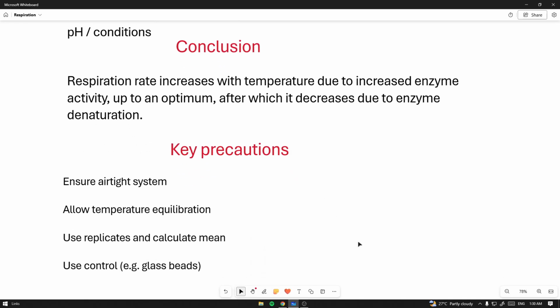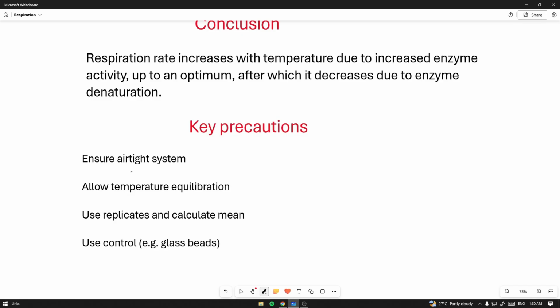Okay. Key precautions: ensure an airtight system, or else you're not going to get the appropriate pressure. Allow the temperature to equilibrate. Now you're going to have to give it time, so that the temperature of the water bath and the temperature of the test tube are the same.